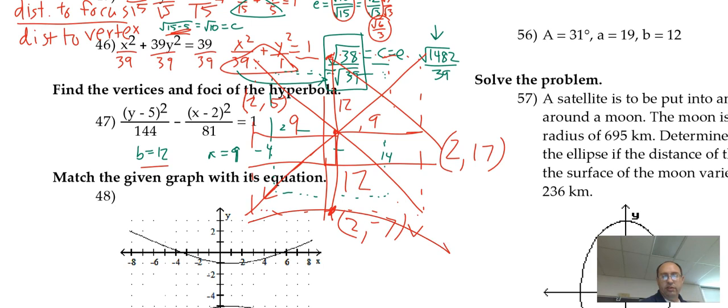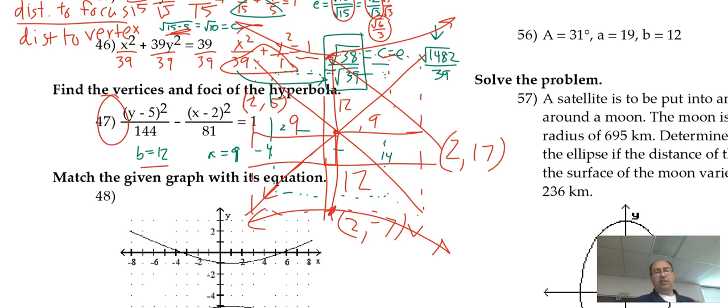And of course it opens up and down. And why does it open up and down? It opens up and down because the y squared term is positive. Y squared term positive, it's opening up and down. If the x squared term was the positive one, it would be opening left and right.